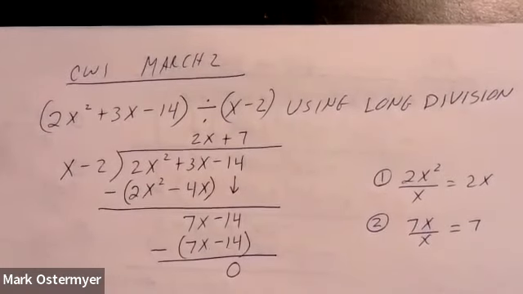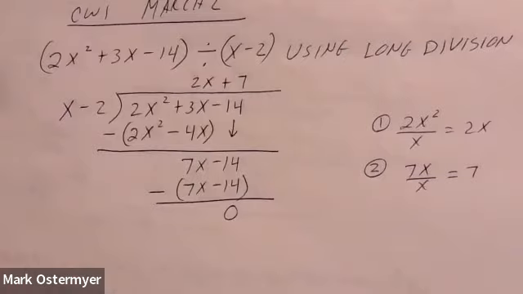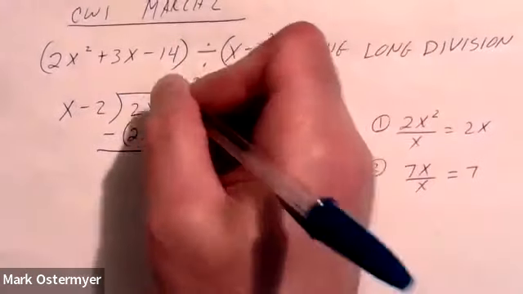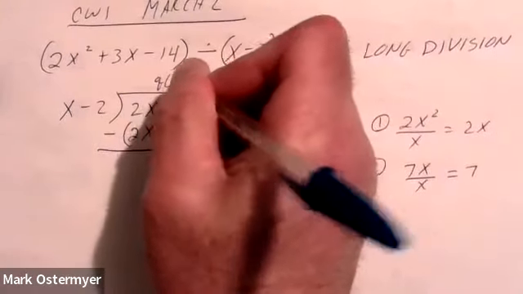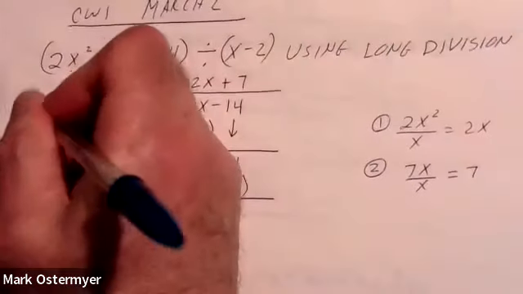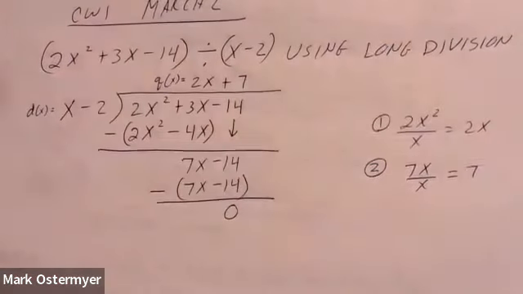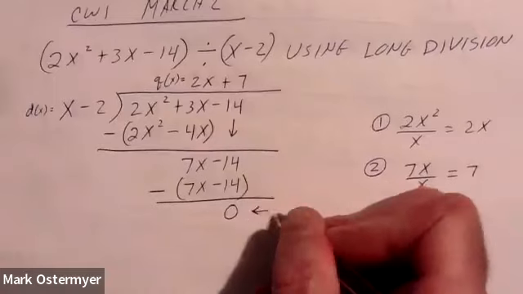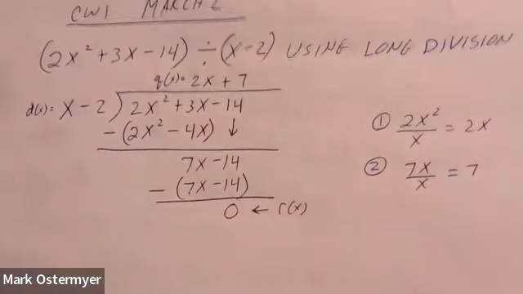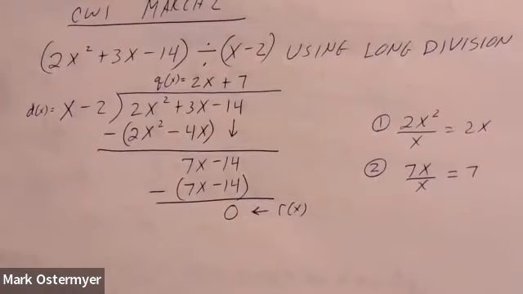All right, when you perform this long polynomial division, your quotient is going to be 2x plus 7. That is your quotient polynomial. Your divisor was x minus 2, and your remainder is 0. Any questions how we did that there?